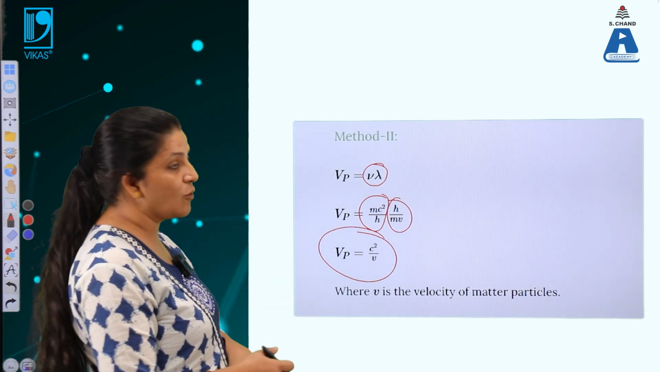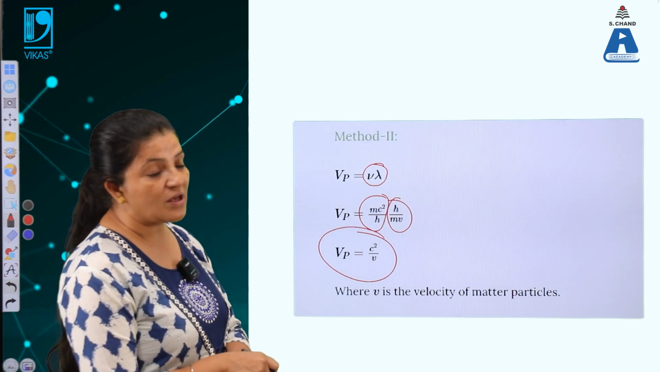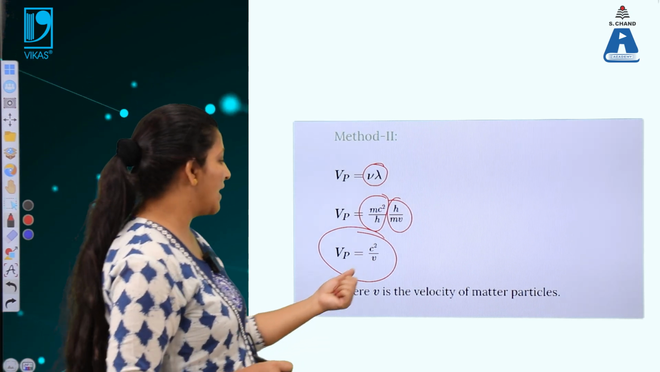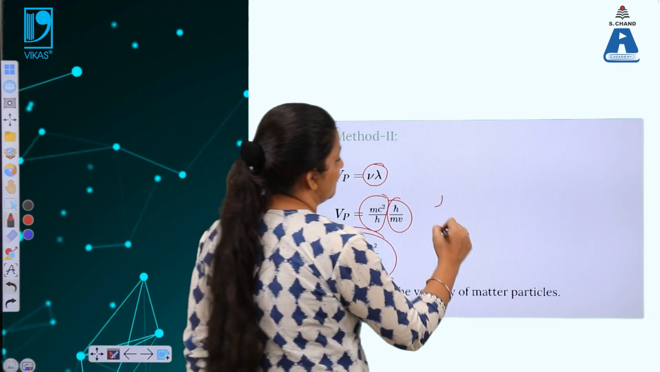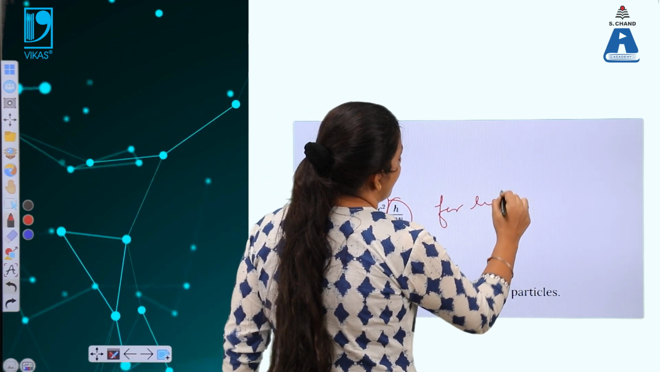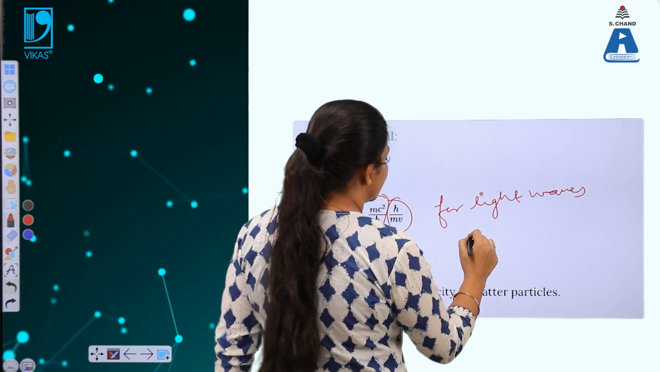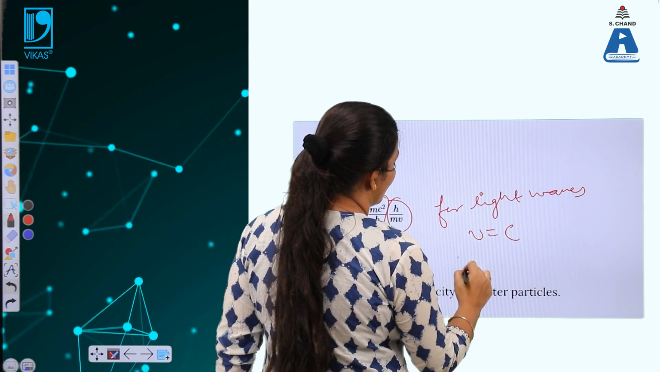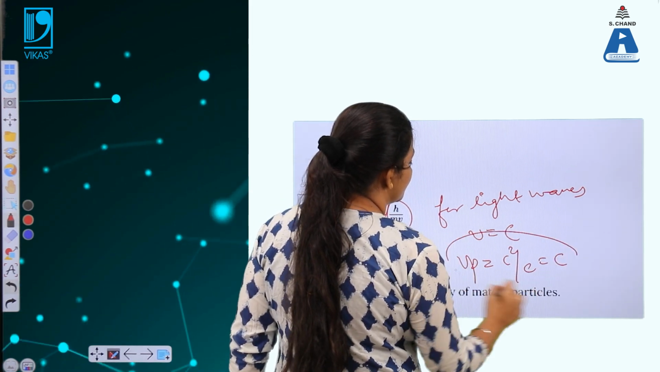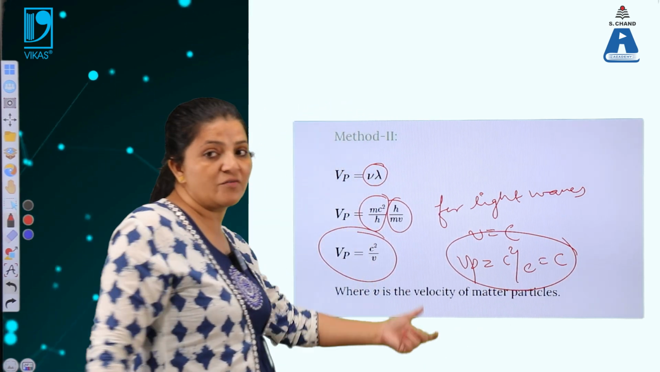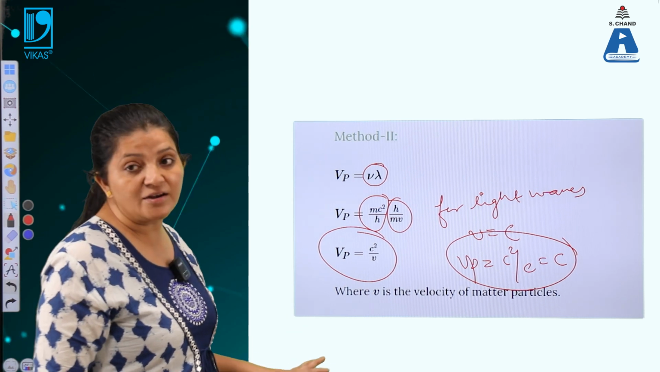Now when we are calculating the phase velocity for light, we know that for light this v is equal to c. That means for light waves, this v is equal to c. So automatically the phase velocity will become c square by c, that is equal to c. We know that light waves always travel with the velocity of light. So that is true in the case of light waves.